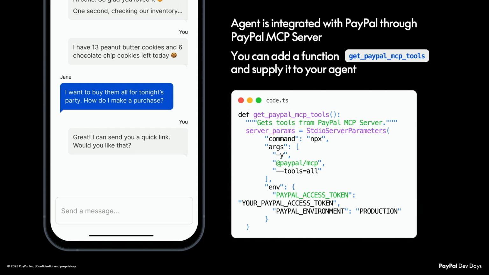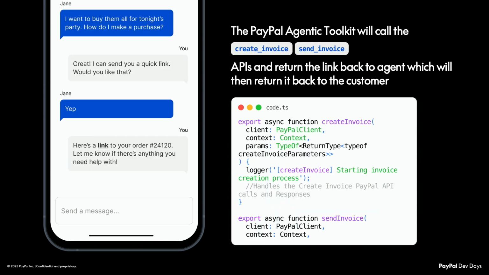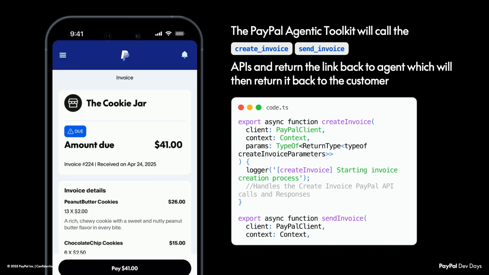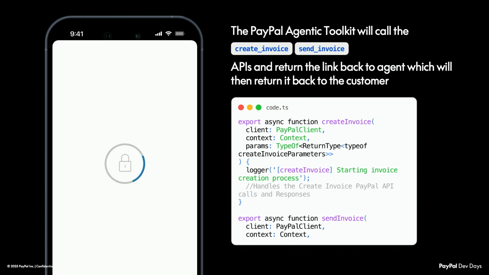So let's say sending an invoice in this case, asking the customer to pay for the cookies. So now the agent invokes the PayPal MCP tool, and the toolkit will take care of invoking create invoice and send invoice capabilities within that, and generates a shareable link and returns the response back to the agent. And the agent responds back to the customer with the link for paying. And now the customer will be able to pay for the order using the same invoice link.